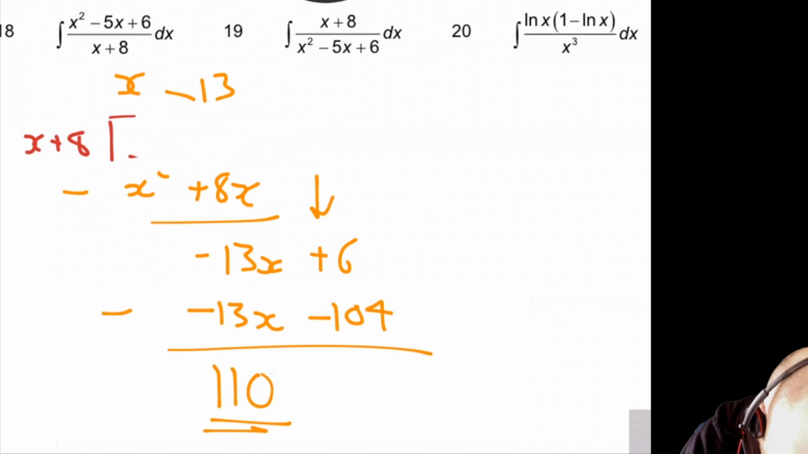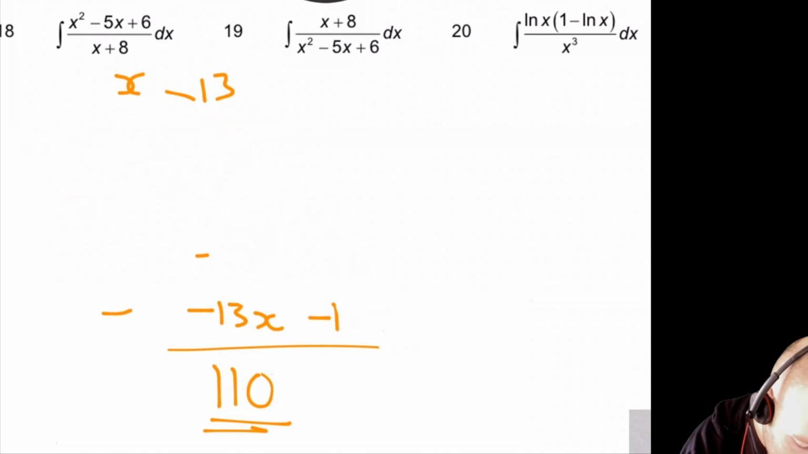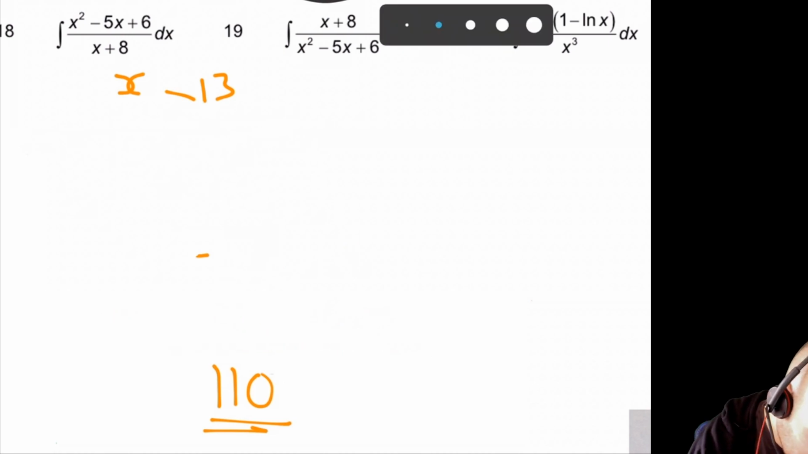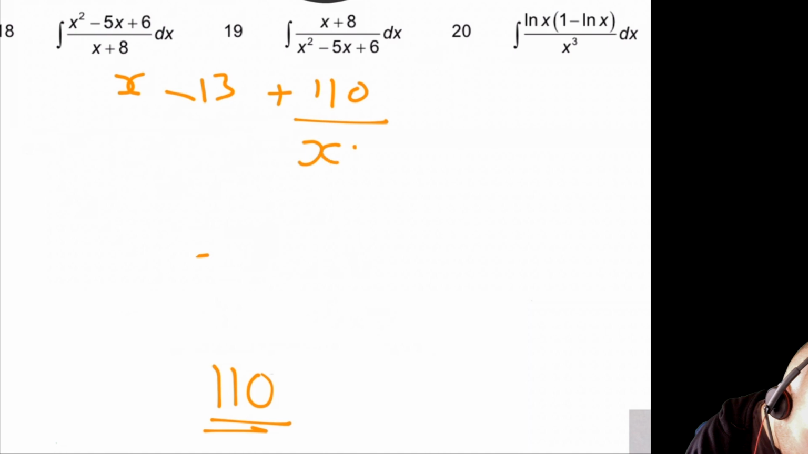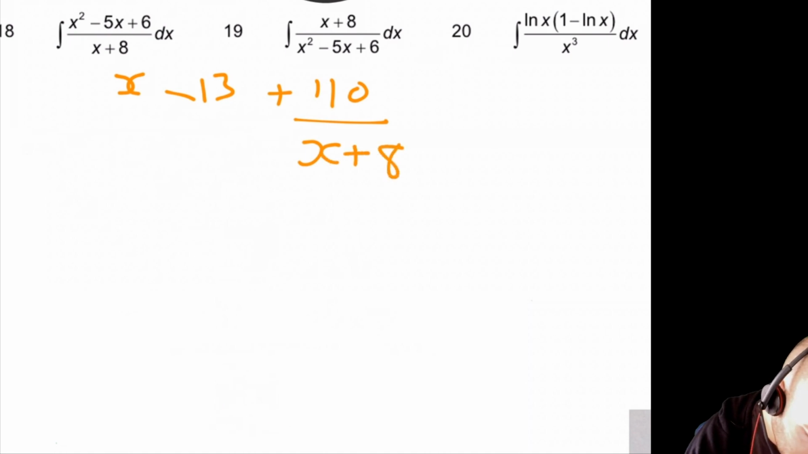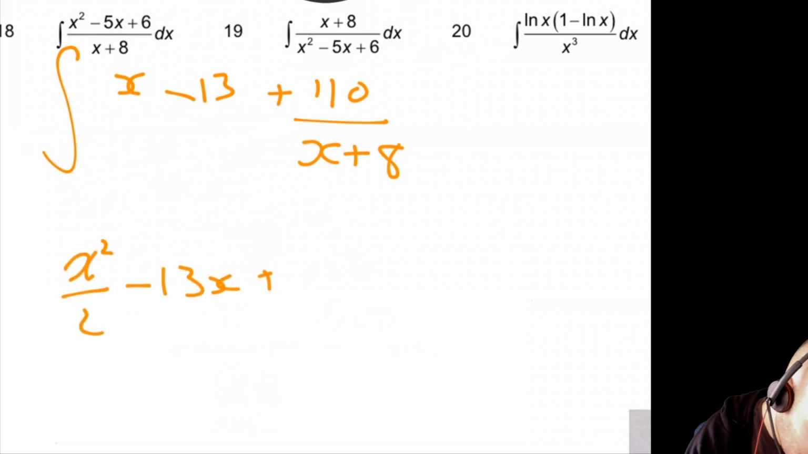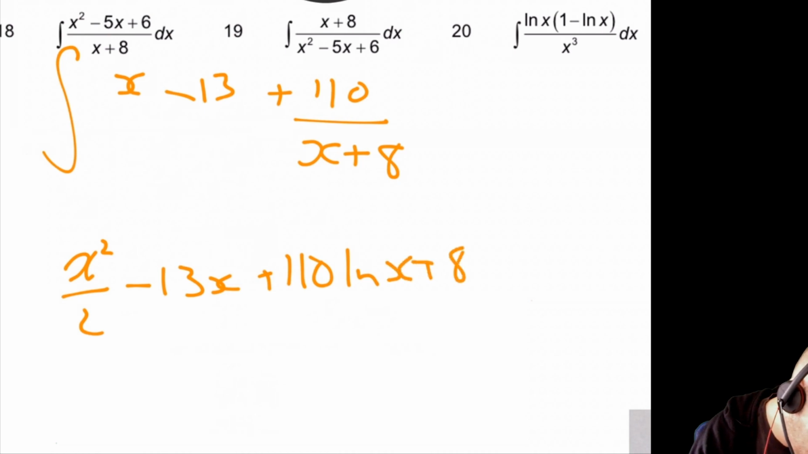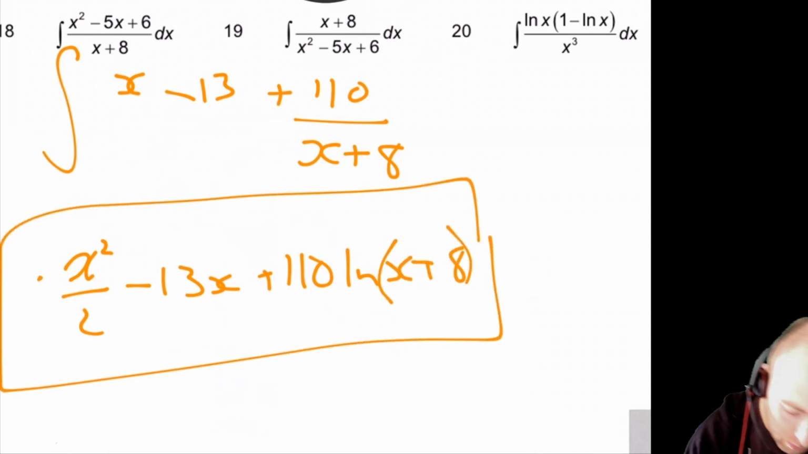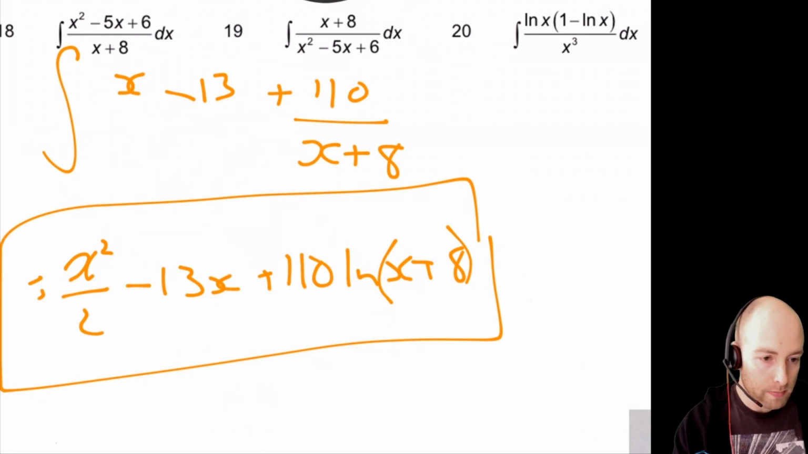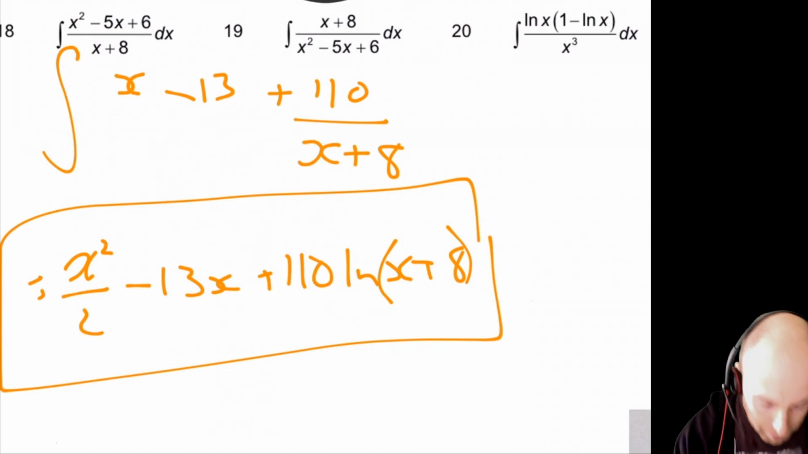So let's do this. If we get rid of all this stuff, we basically found that it goes in x minus 13 with a remainder of 110 over x plus 8. So now we can just integrate all this. We get x squared over 2 minus 13x plus 110 ln x plus 8, like that. Yeah, Ollie, so you're spot on there.